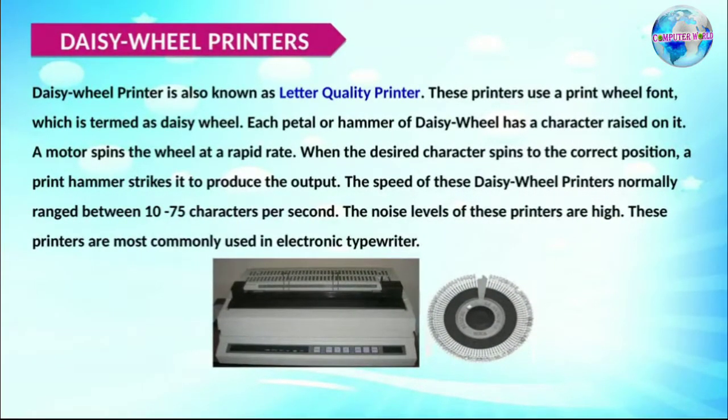Daisy wheel printer is also known as letter quality printer. These printers use a print wheel font which is termed as daisy wheel. Each petal or hammer of daisy wheel has a character raised on it. A motor spins the wheel at a rapid rate. When the desired character spins to the correct position, a print hammer strikes it to produce the output. The speed of these daisy wheel printers normally ranges between 10 to 75 characters per second. The noise level of these printers is high. These printers are most commonly used in electronic typewriter.